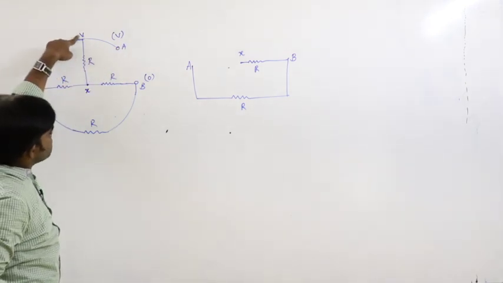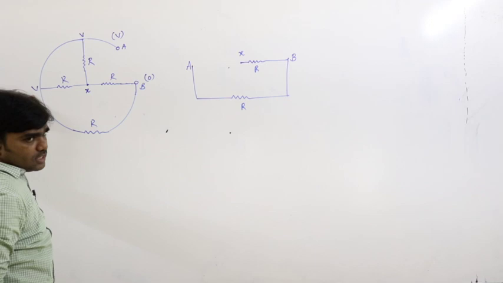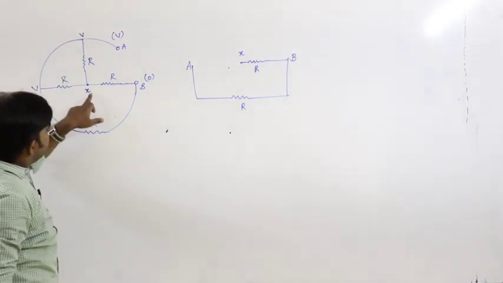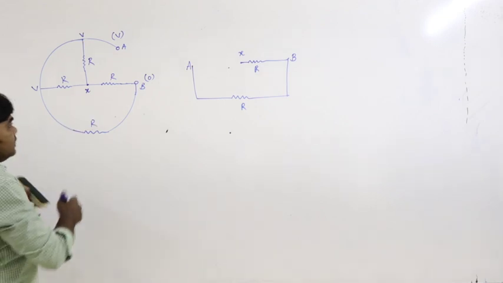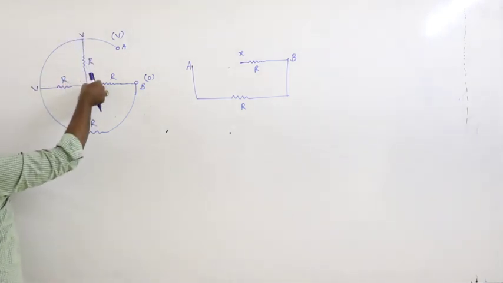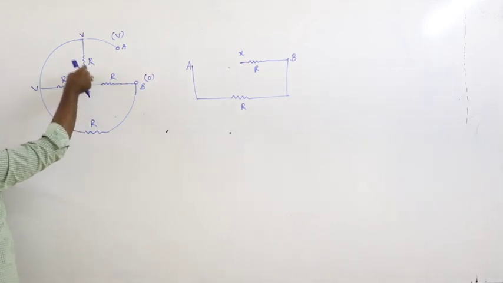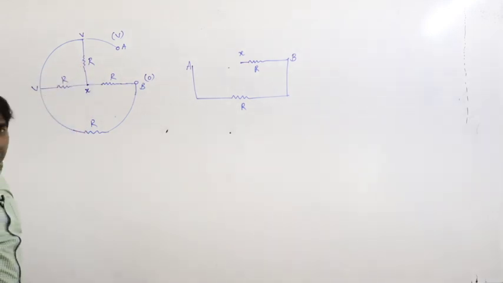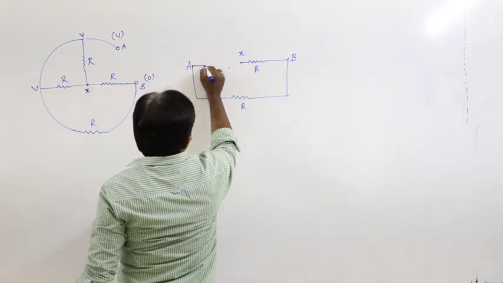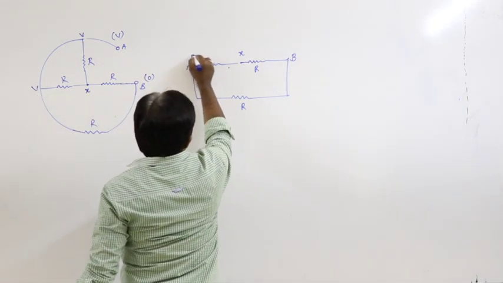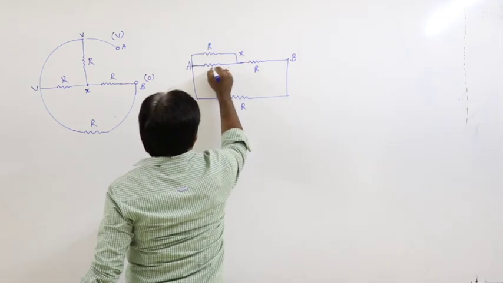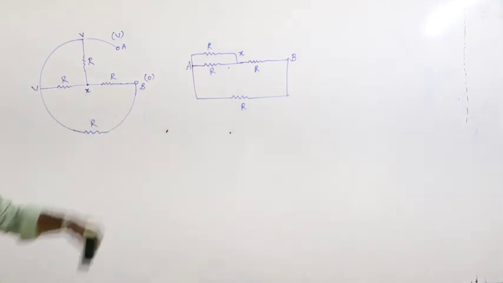So this point is also at potential V and this point is also at potential V. These 2 points are at the same potential and connected to this point. If 2 points are at the same potential, those two must be in parallel. So between A and X, we have 2 resistances. Those are in parallel. This is R and this is R. This is the simplified circuit.